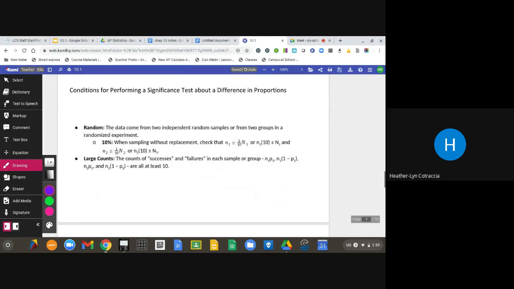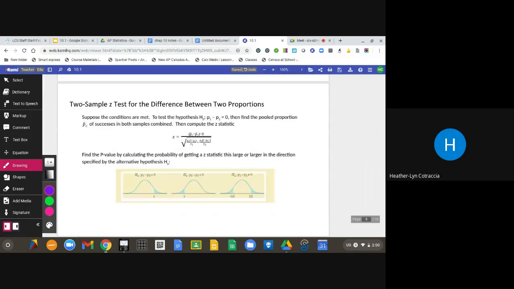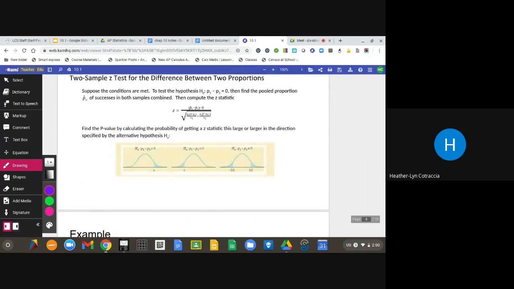Conditions, no surprises there. You've got your random, you've got your 10%, and then you've got your large counts, again 4 of them that are there. Here's your formula. Now, this is a little bit different. If you look in this section right here, we've got this thing called P sub C. This one right here is not like P hat 1 or P hat 2. It's PC, which I like to call the combined proportions.